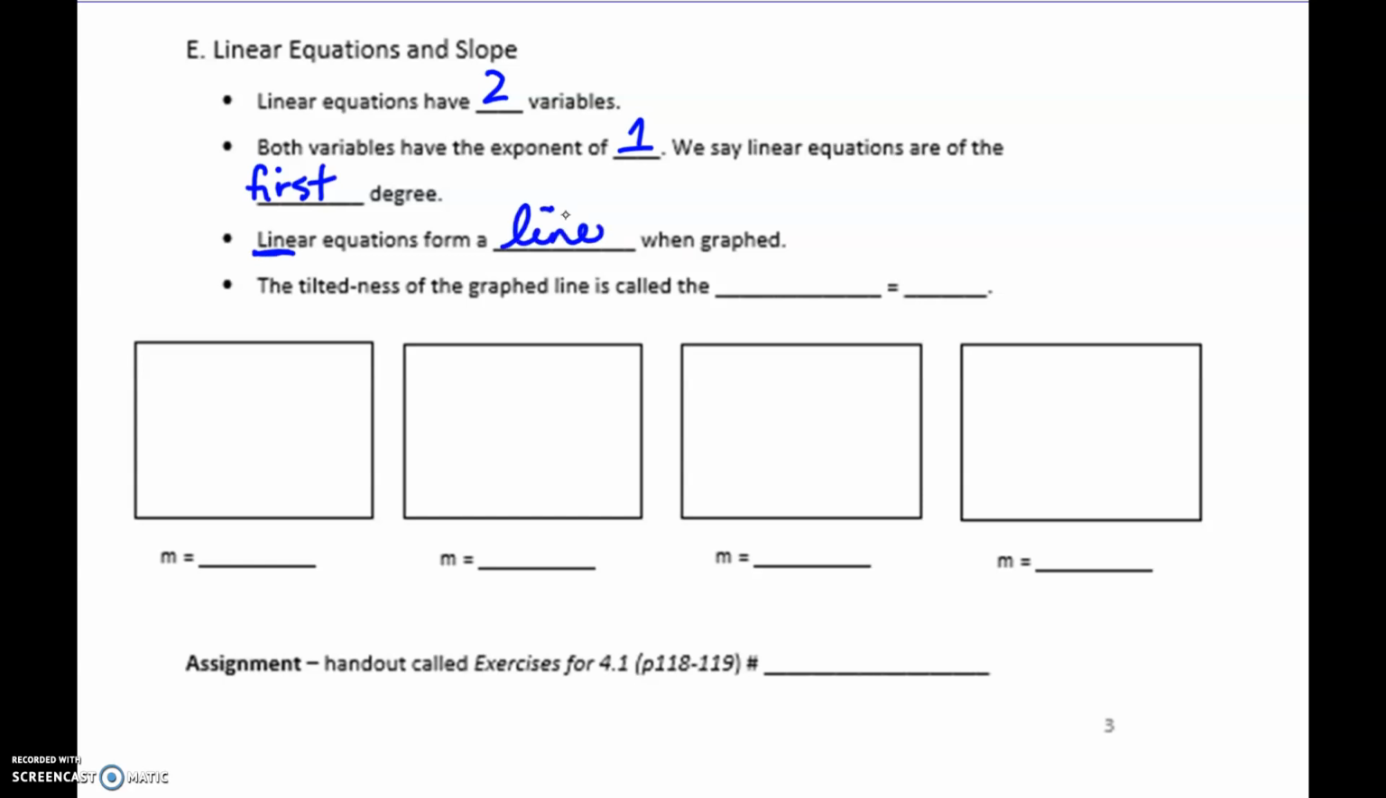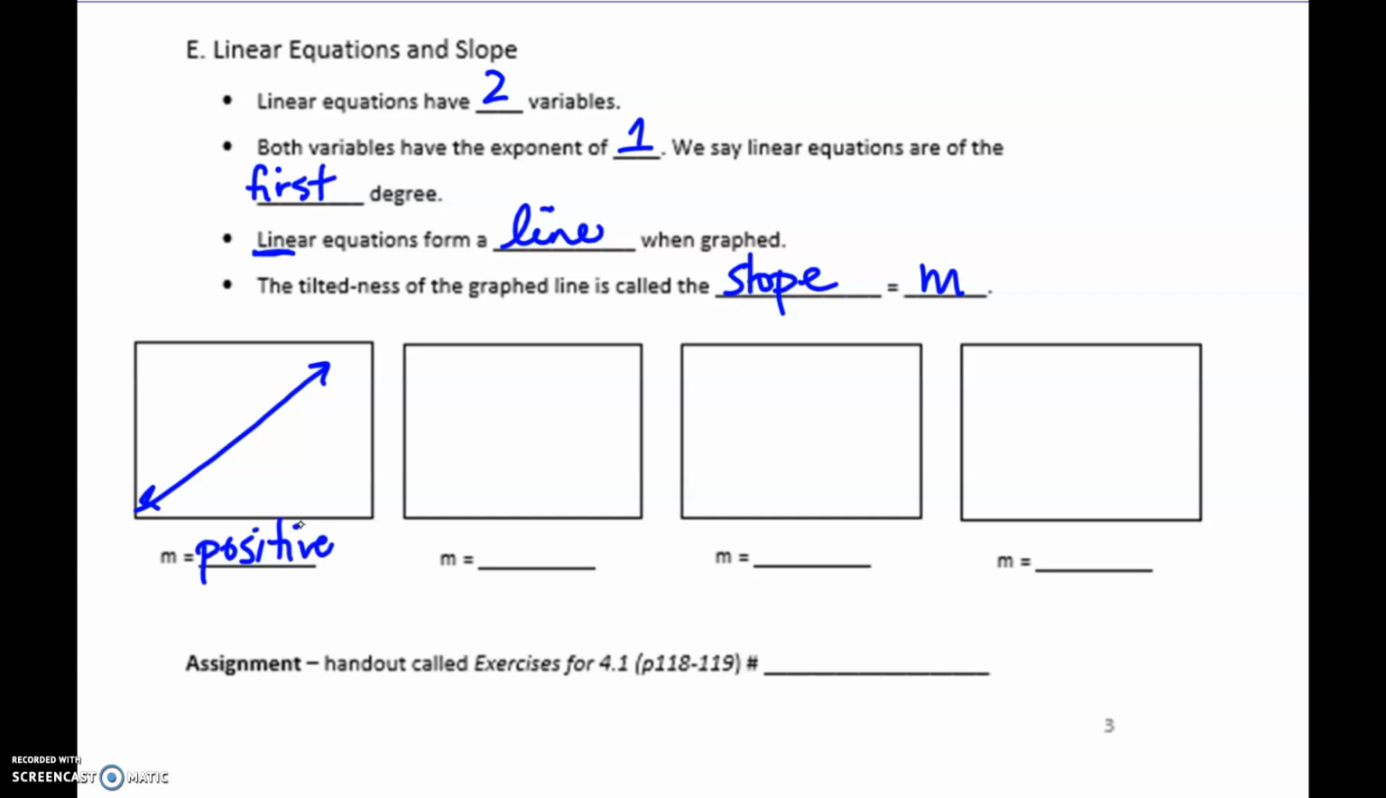The tiltedness of a graphed line is called the slope. And hopefully this rings a bell from previous math classes. We use the letter m to mean slope. For example, a line that's this way, we say the m is positive. It has a positive slope.